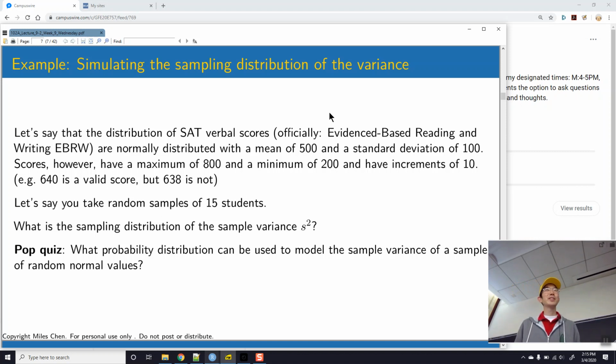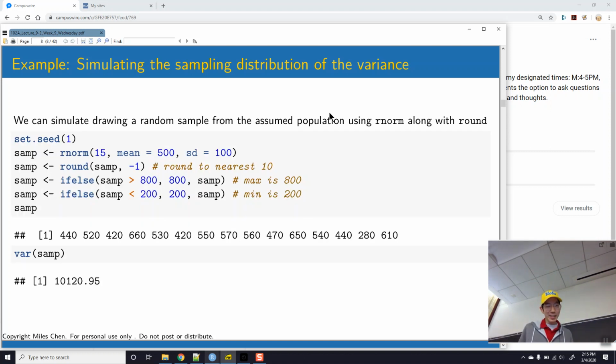You guys remember from your 100B? This was covered in 100B, maybe? Sampling distribution of the sample variance? Chi-squared, right? Chi-squared, all right. Points for you, okay. But maybe you don't remember chi-squared, okay? So what can we do, right?